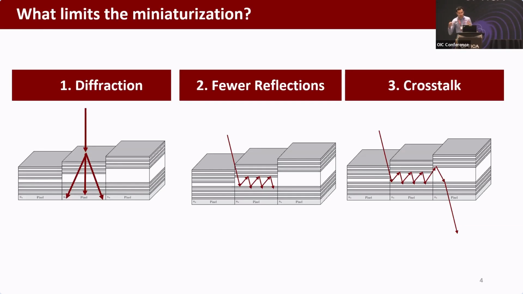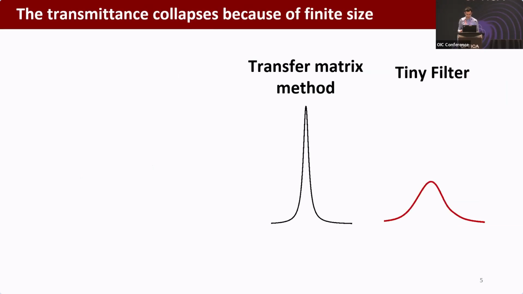I will highlight at least three of the effects. One is diffraction, another is the amount of reflections that can occur in the filters, and the third is crosstalk, which is something newly identified in this case. If you simulate a Fabry-Perot filter with the transfer matrix method, you typically expect a nice Lorentzian curve like here on the left. But if you measure the actual device or simulate it with a numerical method, you get this kind of collapsed curve, at least at oblique incidence.